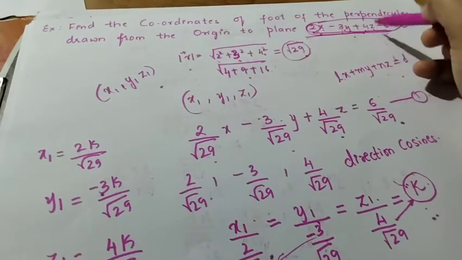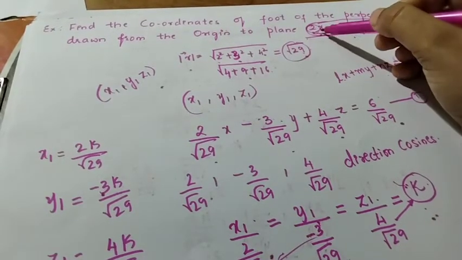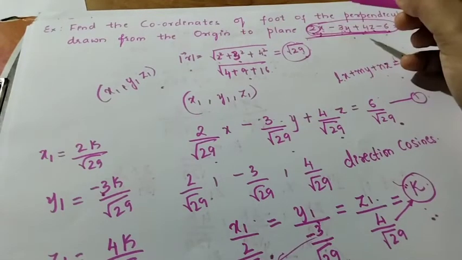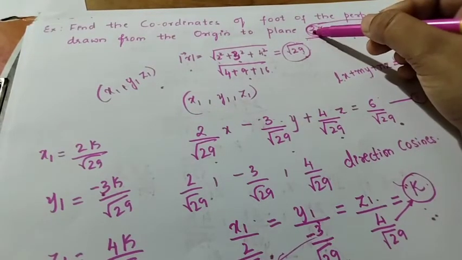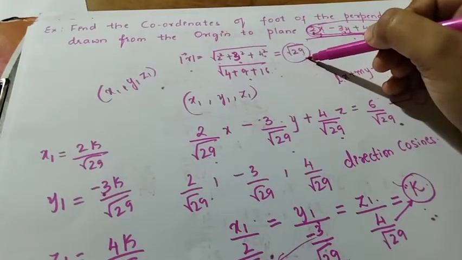LX plus my plus nz is equal to d. So first find the direction ratios. To find the direction ratios, first take the modulus: 2 square plus 3 square plus 4 square. It comes out to be root of 29.